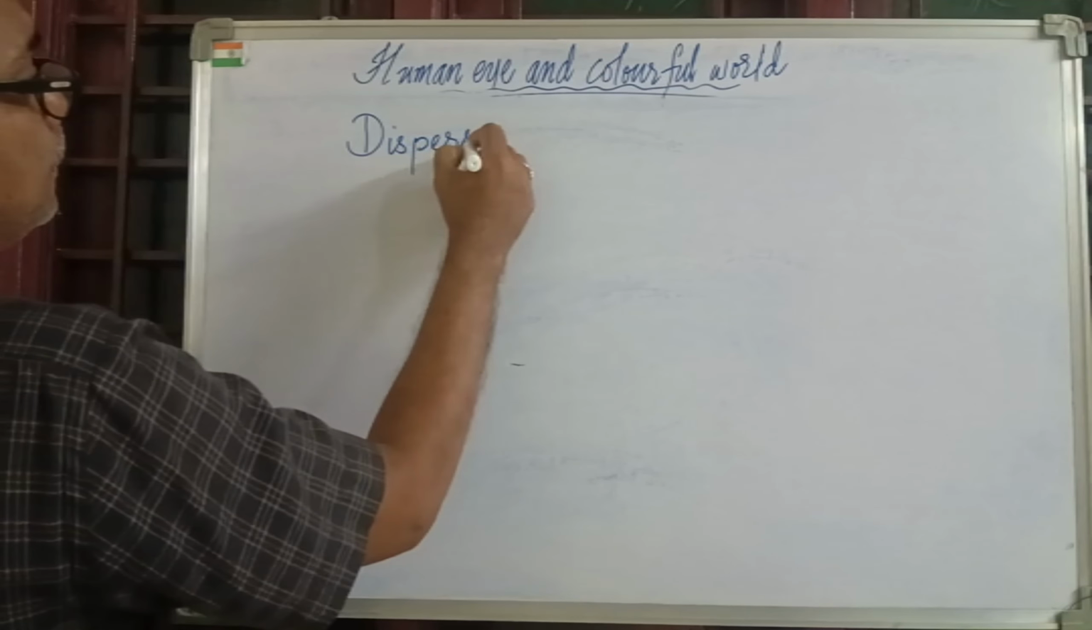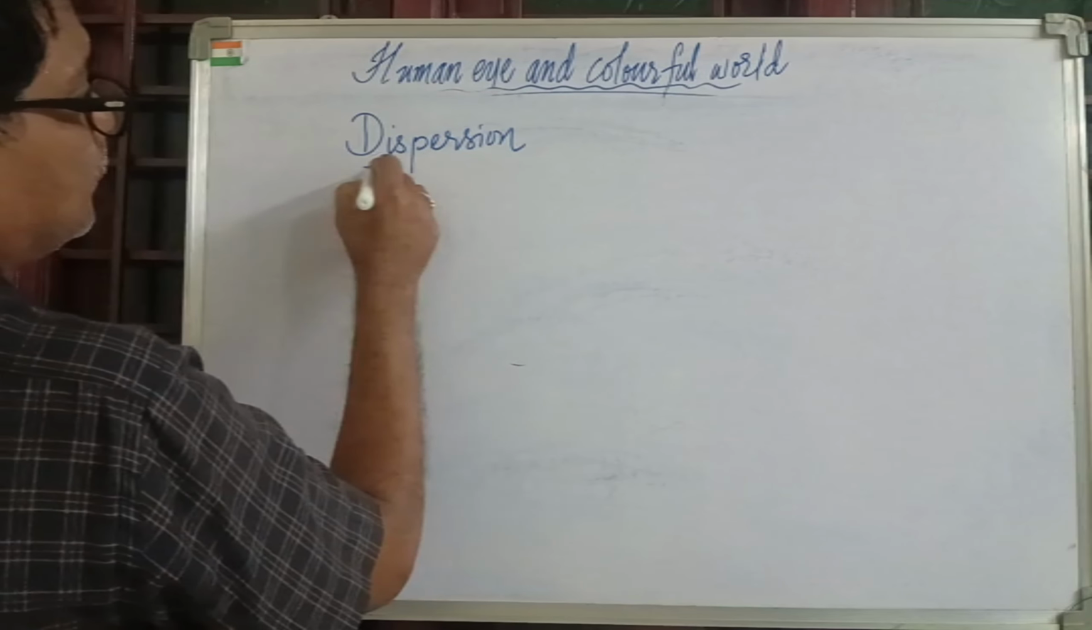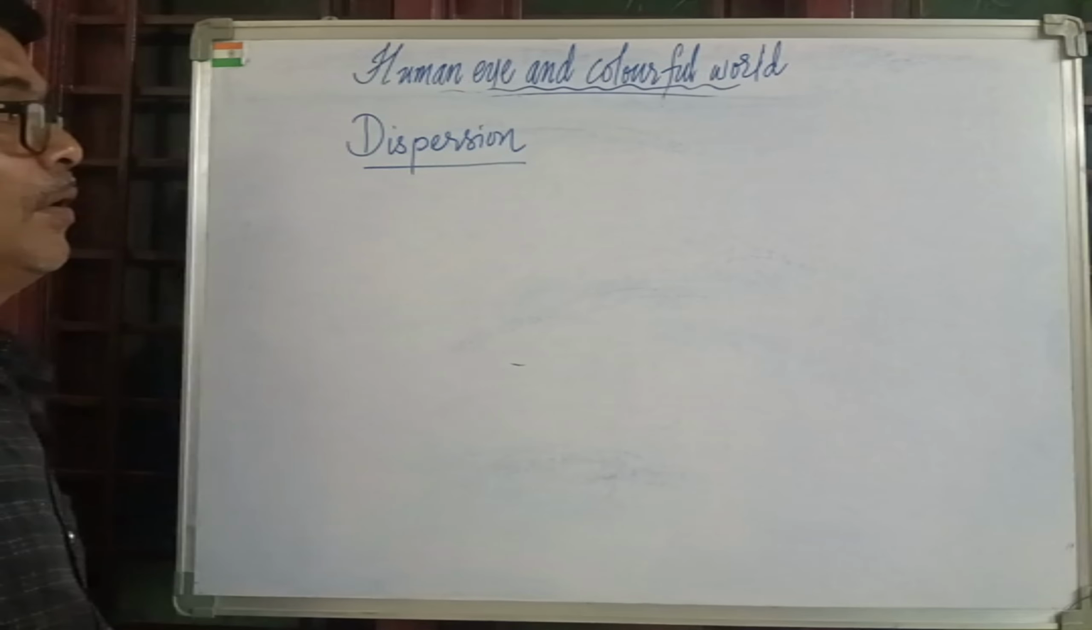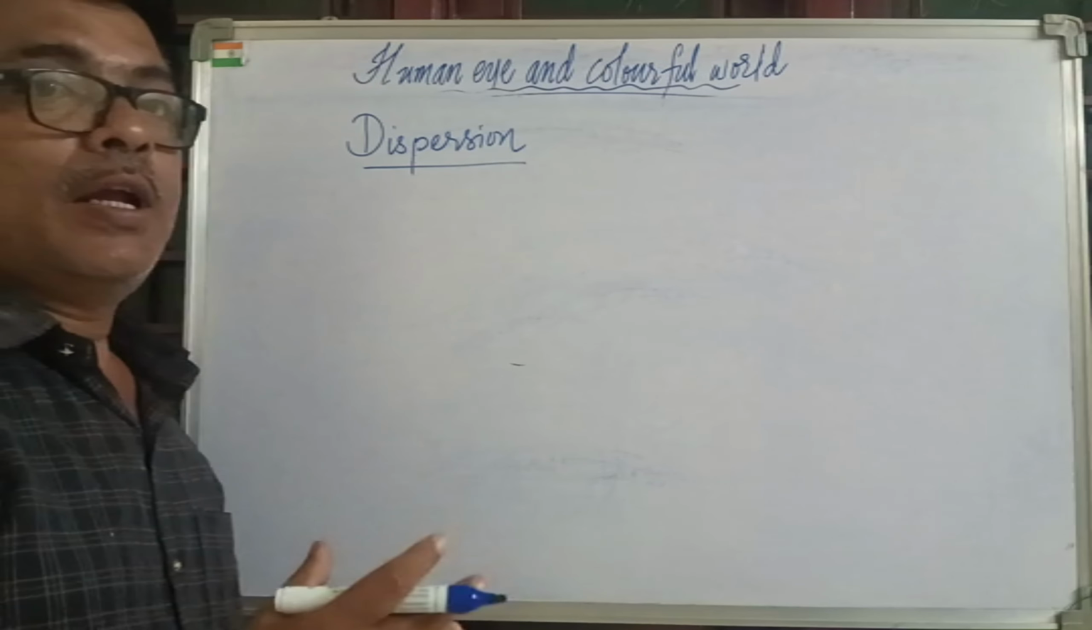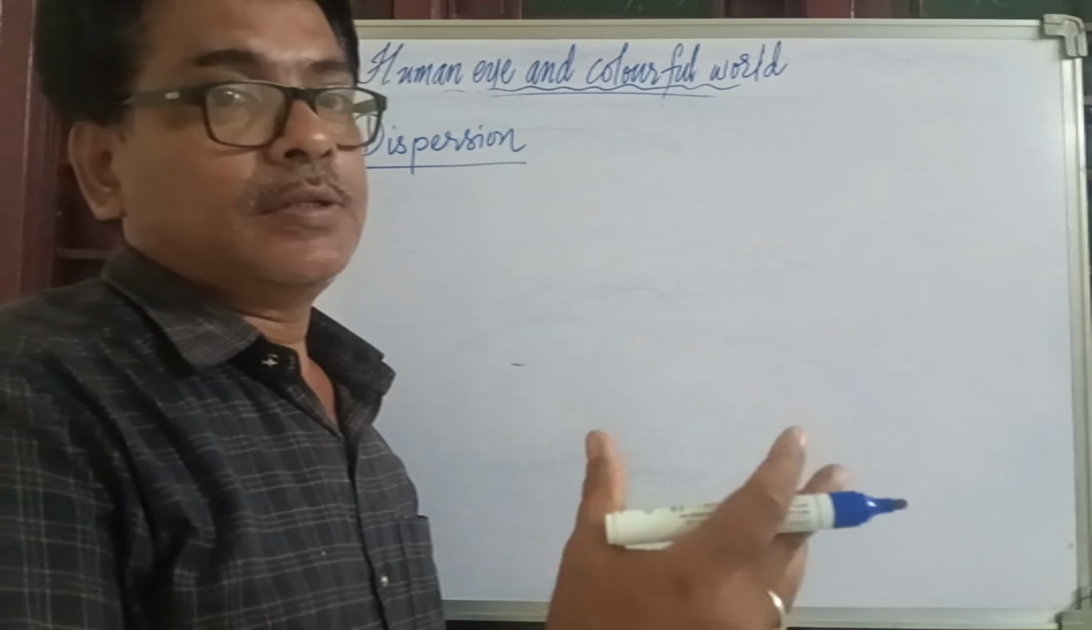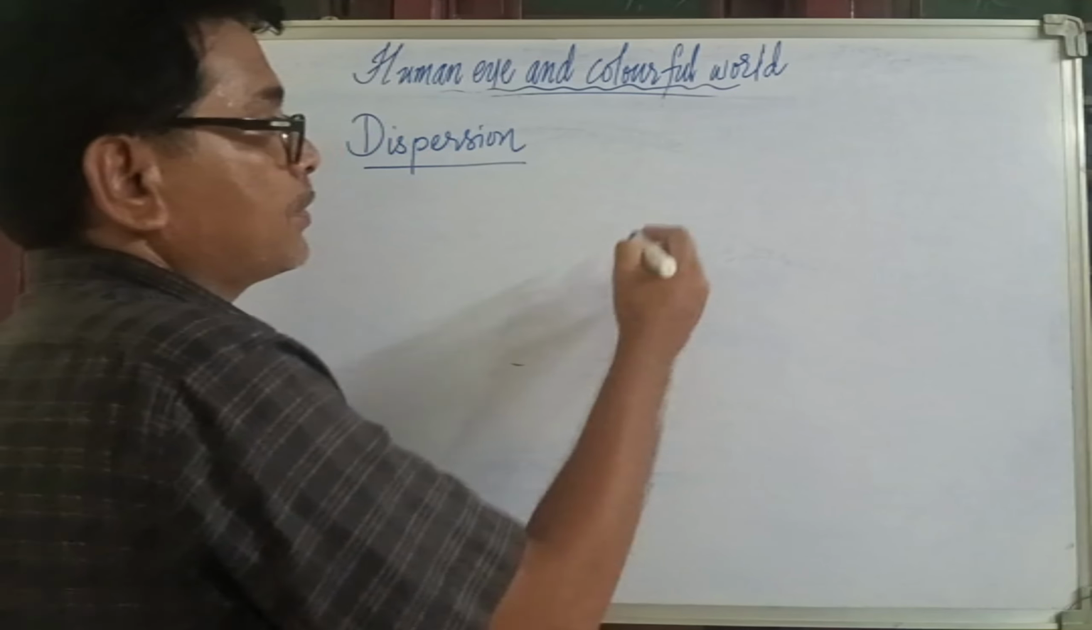Dispersion. Dispersion means one light ray splitting into 7 colors. So this is called dispersion.